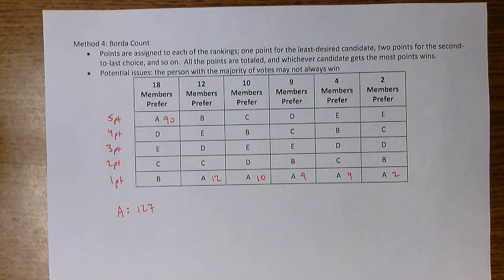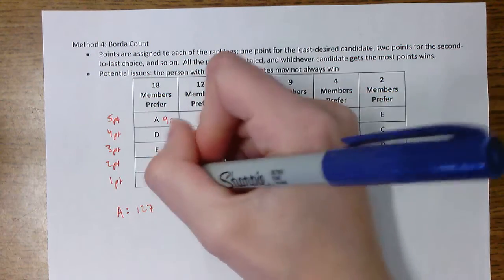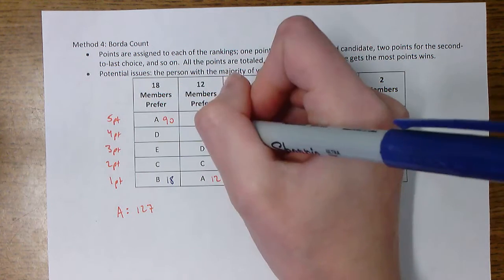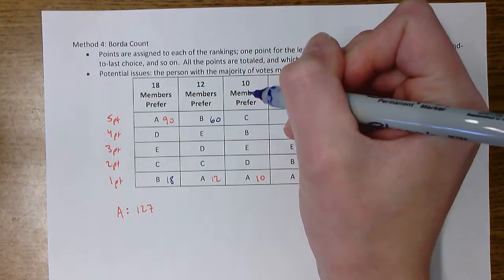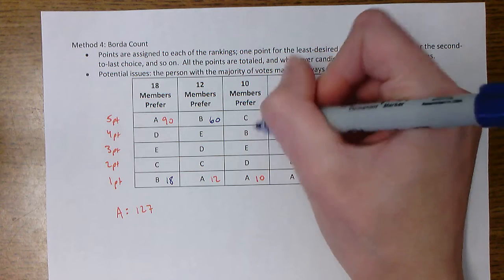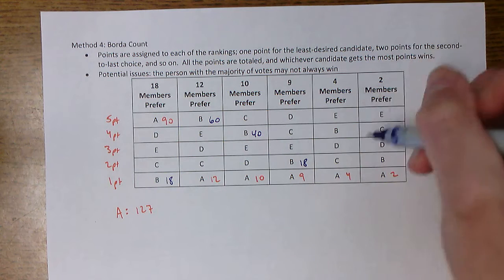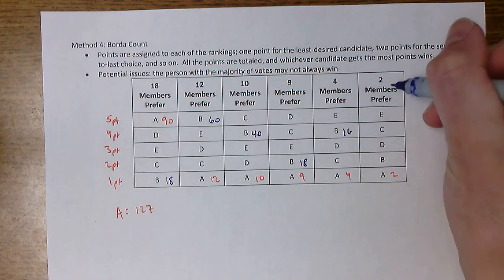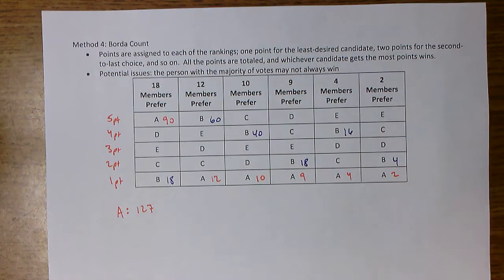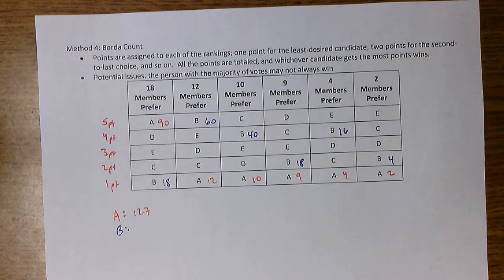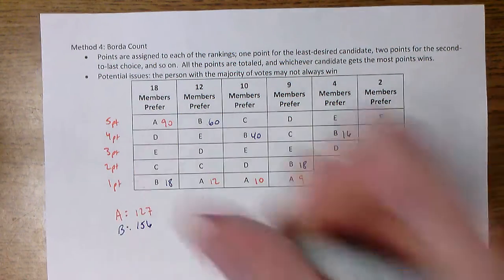All right, so now let's do candidate B. In this group, these 18 people all gave 1 point apiece, so they got 18 points there. Here, 12 people gave them 5, so 12 times 5 is 60 points total. Here, 10 people gave them 4, so that's 40. 9 people gave them 2, that's 18. 4 people gave them 4, that's 16. And then 2 people gave them 2, so that's 4. Okay, so candidate B, if I add all those up, 18 plus 60 plus 40 plus 18 plus 16 plus 4, that added up to 156.